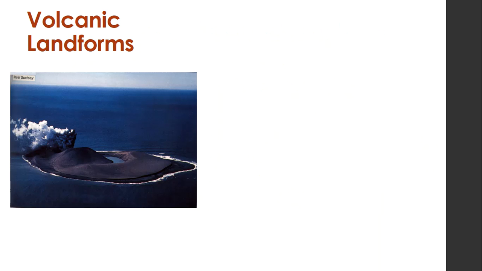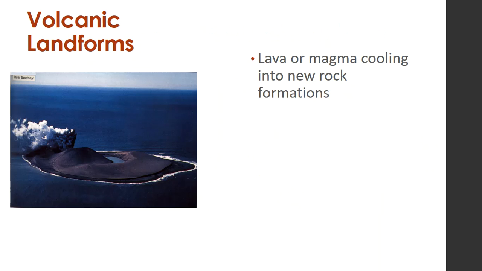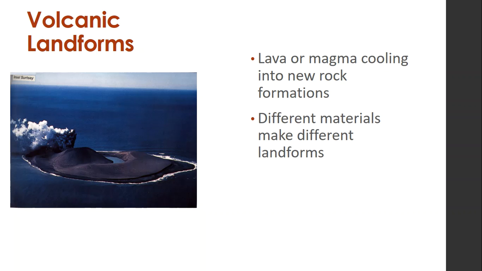So again, volcanic landforms, we're going to talk a lot about volcanoes, are just lava or magma that is cooling into new rock formations. Different materials make different landforms. And this often occurs on the seafloor. Often you're getting magma that's rising up.